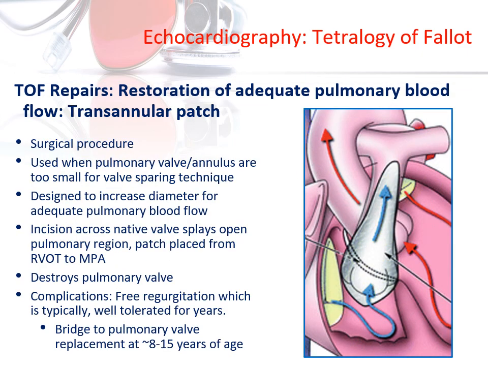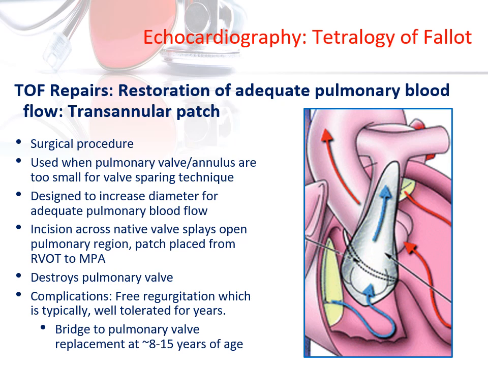All right, next one, transannular patch. This is also a surgical procedure. It's used when the pulmonary valve and annulus are too small for a valve sparing technique. It's designed to increase diameter for adequate pulmonary blood flow. What they do is they make an incision across the MPA, the valve, and into the RVOT, and then they place this big patch here. And in the process of doing that, they're going to end up destroying the valve.